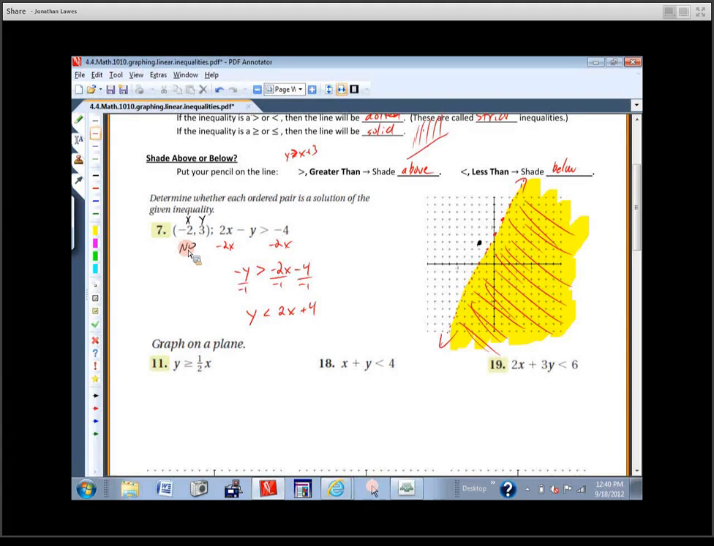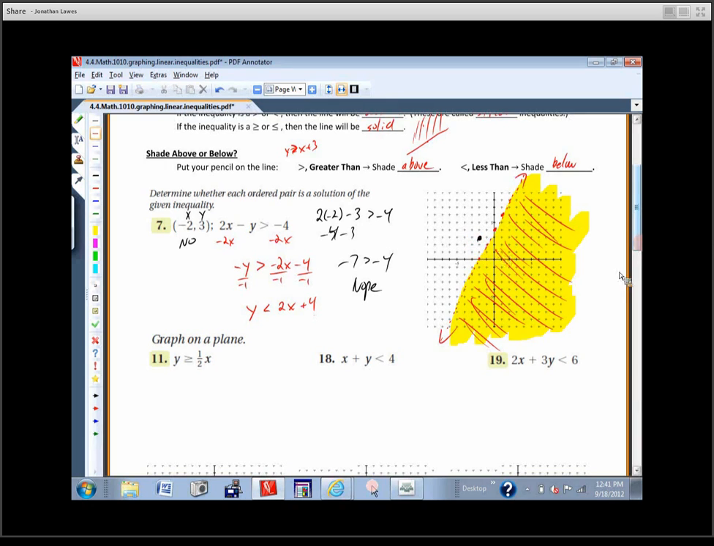Let's just double check this. If I plug in a -2 here, 2 times -2 minus 3 greater than -4. So let's see, that is -4 minus 3, that's -7 greater than -4. Careful here, is -7 bigger than -4? No, the answer there is nope. So it's not a solution to the inequality, and you can see it here. It's not in the shaded area of that linear inequality. Any questions there?